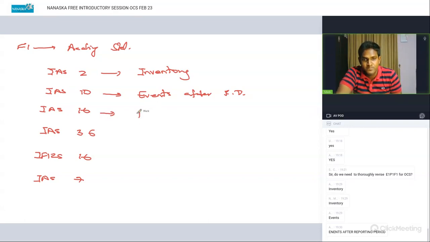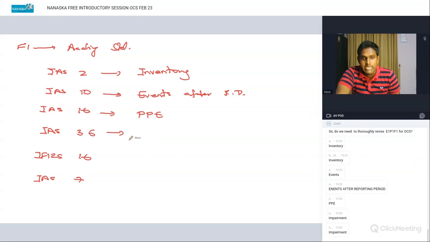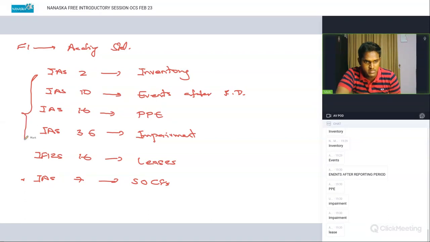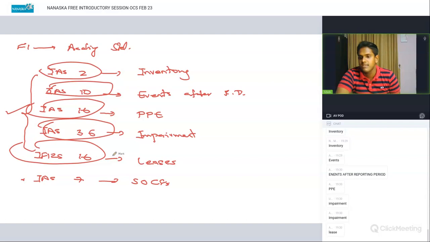What is IAS 16? Of course, everyone should know it. Property, plant, and equipment. IAS 36. What is IAS 36? Impairment. Very good. Then IFRS 16. What is the new standard? Leases. Very important. And IAS 7, basically your statement of cash flows. Nothing much from this, but you've got to thoroughly have a knowledge and understanding of these standards.